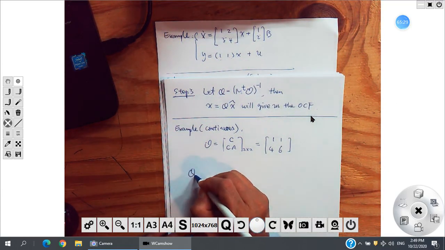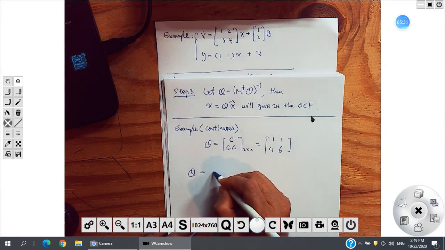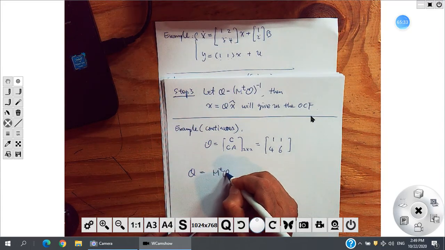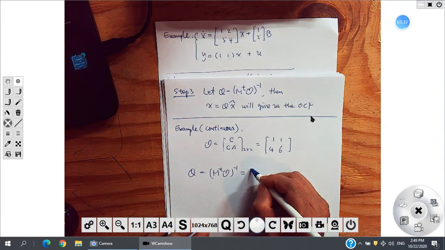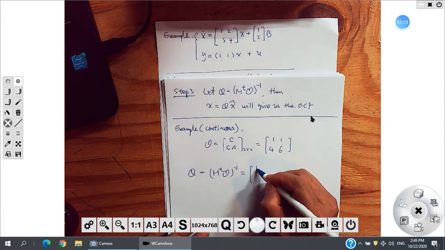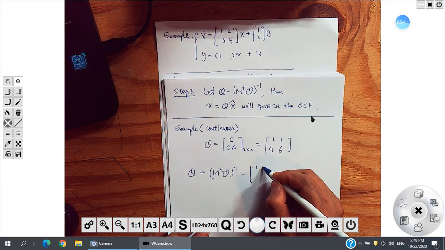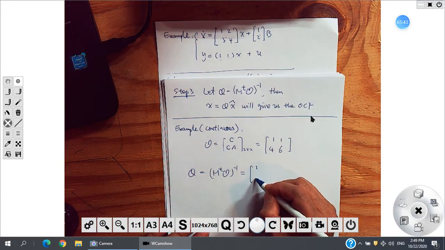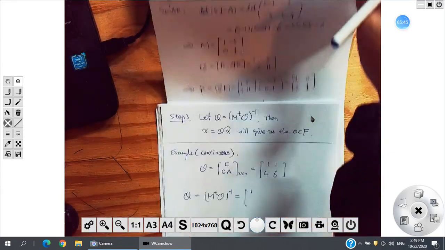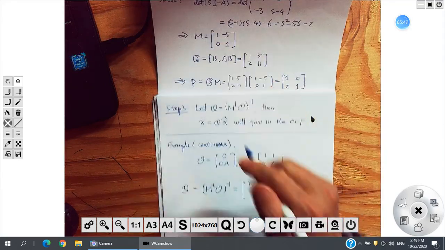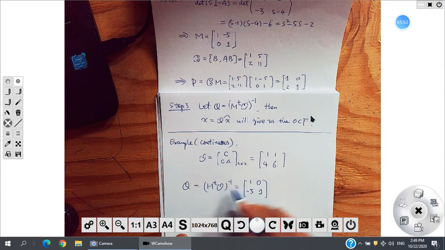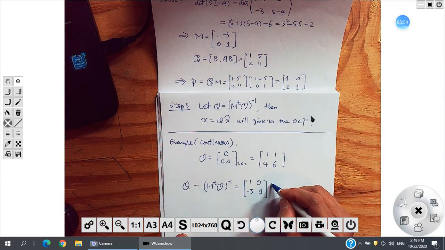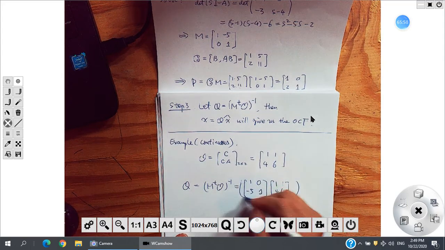Q will be M transpose times O with inverse. So M is, here's 1, then here will be A, but now I transpose, so it uses the same M, right? Same M. So I need to transpose, so this is -5 here. So this is M transpose, and times O. O is 1, 1, 4, 6, and inverse.